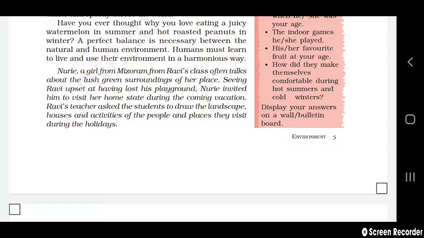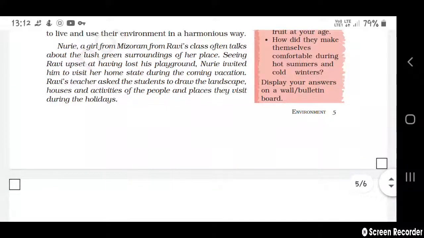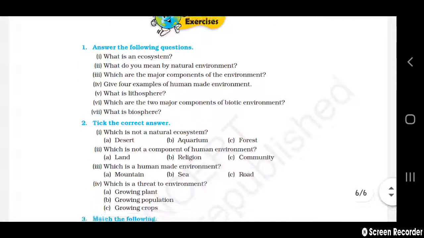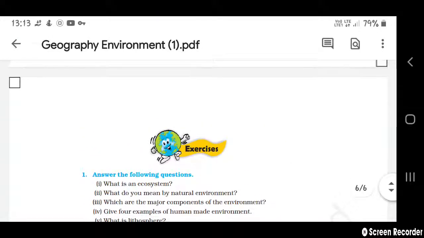An example is Nuri, a girl from Mizoram, Ravi's classmate. She often talks about the lush green surroundings of her place. Seeing Ravi upset at having lost his playground, Nuri invited him to visit her home state during his vacation. Ravi's teacher asked the students to draw the landscape, houses, and activities of the people and places they visit during their holidays, and to write about how they spend their holidays.